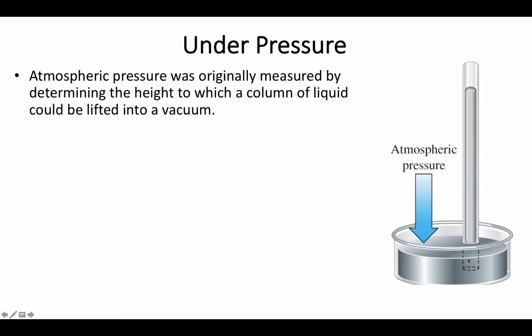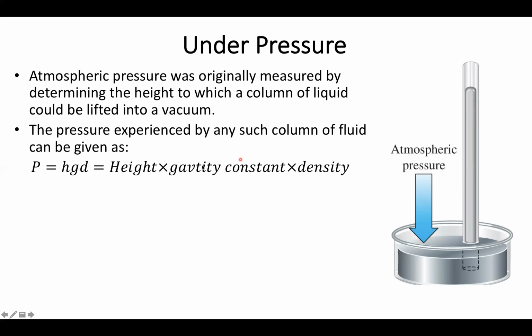Now, if you do this with a perfect vacuum, you can actually figure out the atmospheric pressure based on the height to which the liquid is lifted. And it turns out that this pressure will be equivalent to, again, the force times the area, which can be related to the height to which the liquid is lifted, that gravitational constant, so again, that 9.8 meters per second squared, and the density of the liquid.